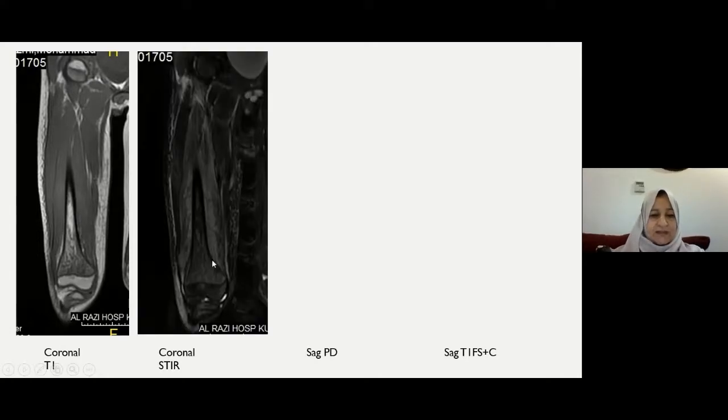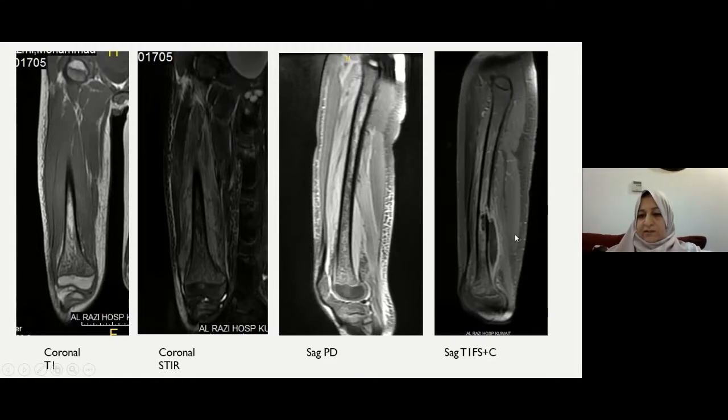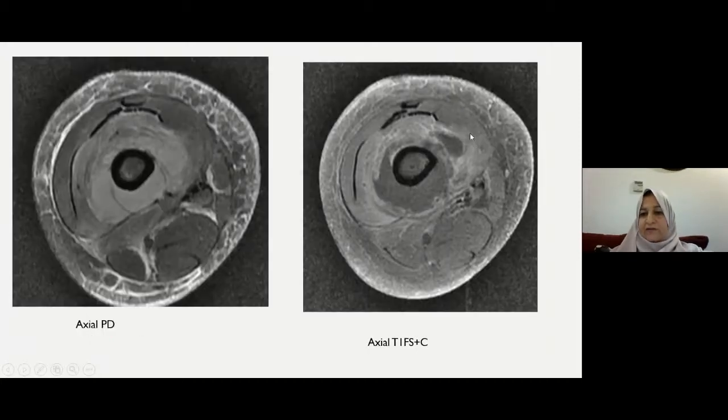STIR shows edema in the metaphysis, soft tissue edema, cellulitis. This sagittal PD shows that there is a subperiosteal collection lined by the periosteum, which is anchored at the perichondrium at the level of the physis. Sagittal T1 fat-set contrast is a very important sequence. It shows you where the collection is and how much it is. It is intraosseous, coming through a cortical defect into the subperiosteal space. Also, you have a soft tissue abscess here in the soft tissue.